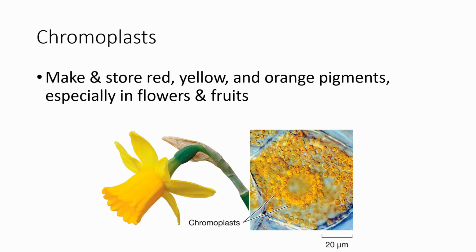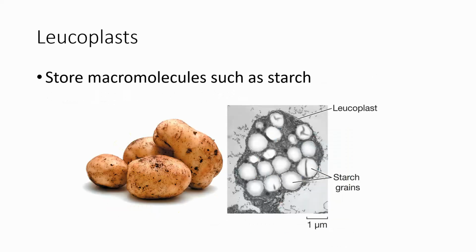Chromoplasts are plastids that have different pigments. They're really important for the parts of a plant where color is an important signal, like flowers and fruits. Leucoplasts are going to store molecules. So in the roots of a plant where you're storing starch, you're going to have a lot of leucoplasts.